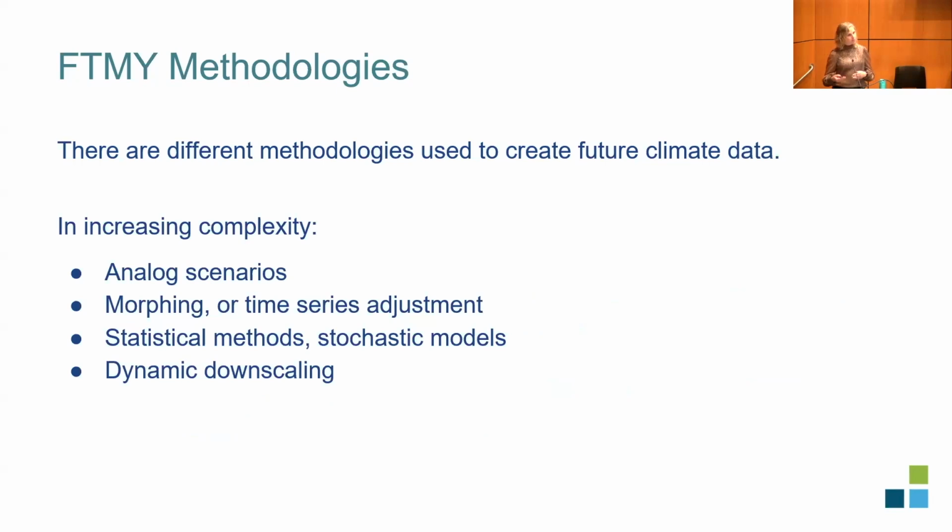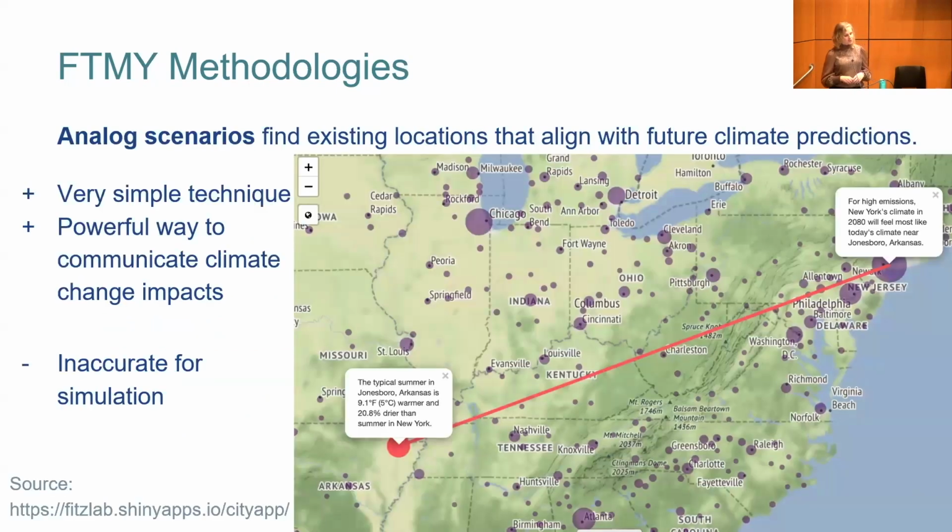There's sort of four main groups of the ways that these can be developed. I'm going to walk through them in increasing complexity so you can understand the range of things that are available. So the first one is an analog scenario. This is where you find an existing location, a representative existing location that will align with what the projected future is.